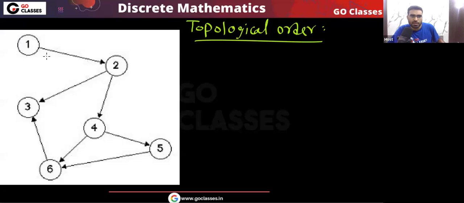For example, you can start with task 1. Is it mandatory to start with task 1? Can you start with any other task? Can I start with 5? No. Before 5, I need to do 4 because you can see there is an edge. So you can see this vertex has no incoming edge. Remember, this has no incoming edge.